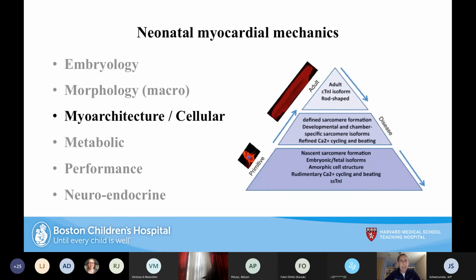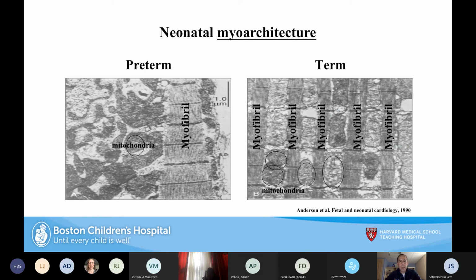Next, we can look at the cellular level of the heart. And this is important to understand for some of the features that I'll highlight when we get to metabolism and performance. At the cellular level, these come from some old electron microscopies of preclinical studies. You can see in the preterm heart, there's just one mitochondria, and the myofibril is towards the periphery. In the term heart, the myofibrils are very well organized. There are multiple mitochondria. So already at the cellular level, the preterm heart is just not as well organized.